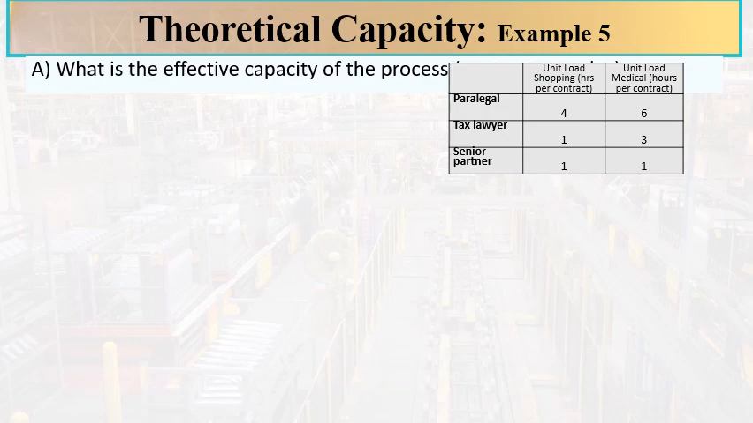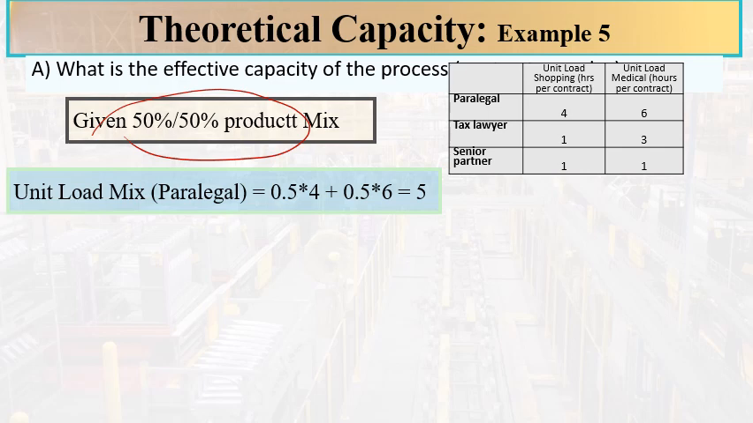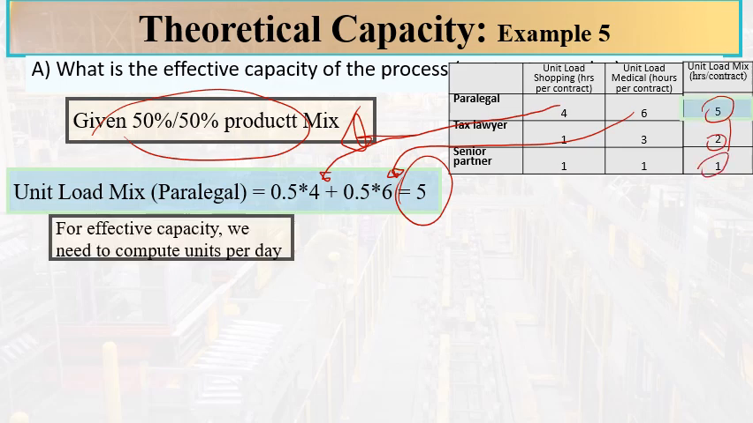So the product mix is 50%. The unit load mix, we're doing exactly the same thing we've done in previous examples. We have to use that ratio, this ratio right here. And so we'll start with paralegals. So we have 4 and 6, and each one of them is 50%, so we get 5. And if we do the same thing, we should get 2 and 1 for the tax lawyer and senior partners.